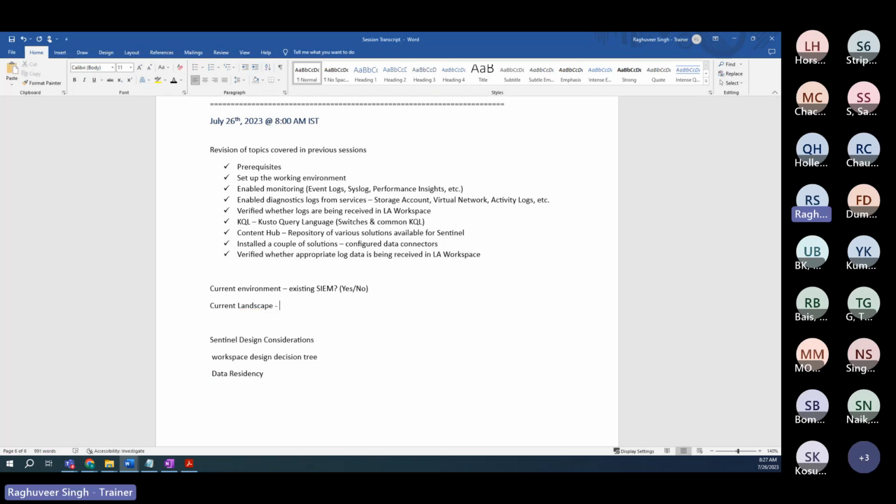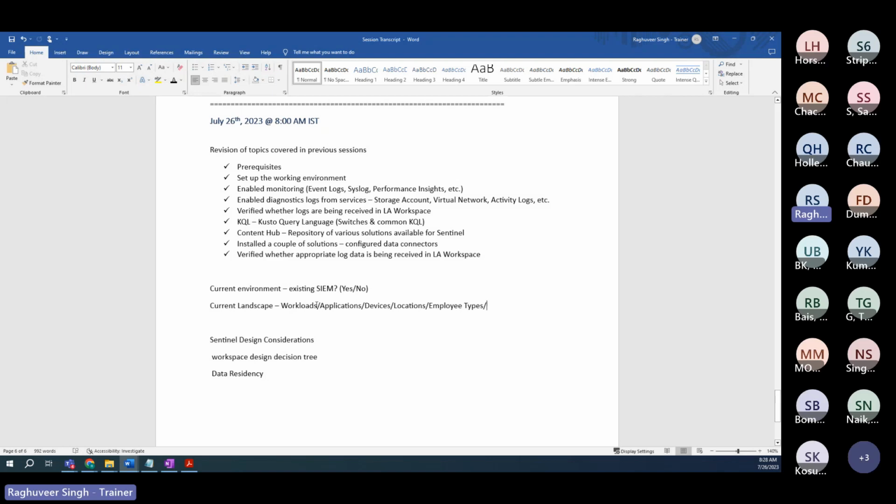So when I say current landscape, you basically need to identify the workloads that the customer has, applications, various devices, locations, employee types. Workloads are basically all the servers, and workloads would also include whether they are physical or whether they are virtual.